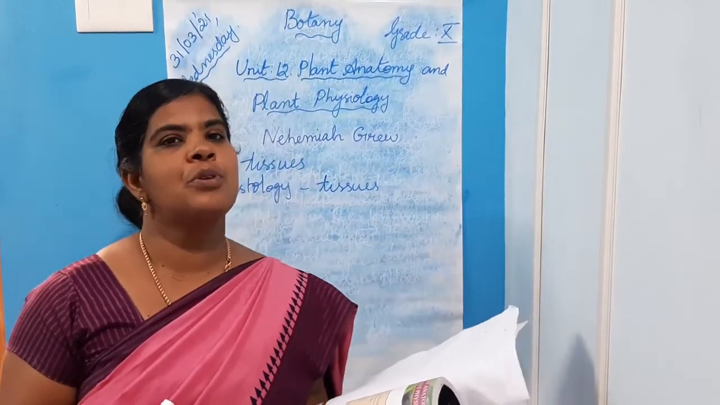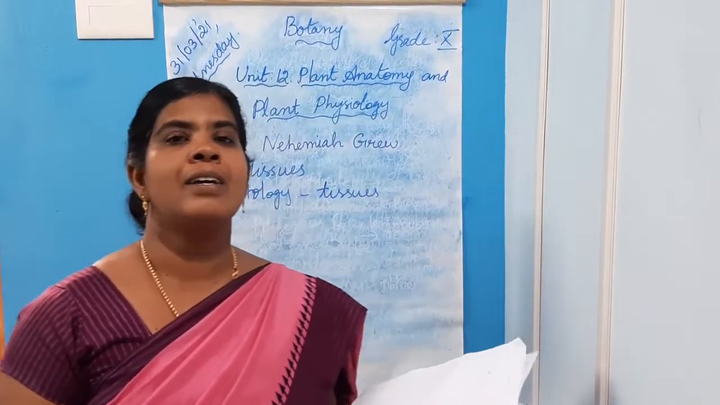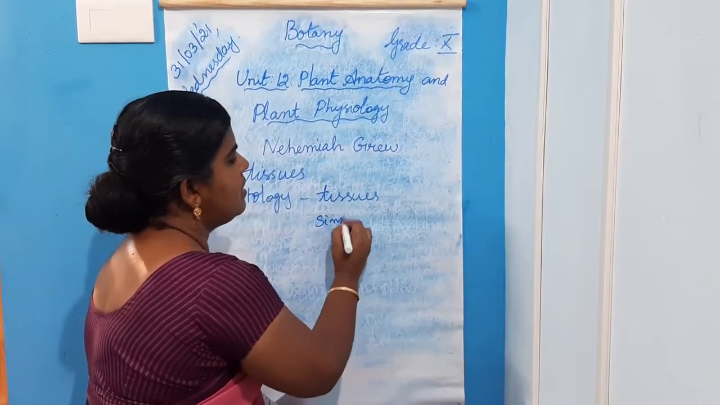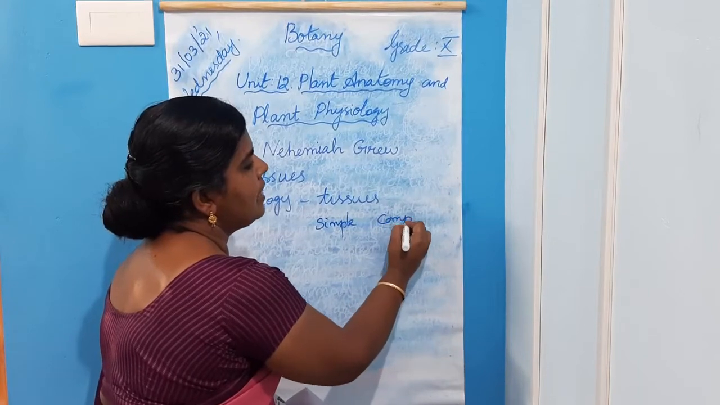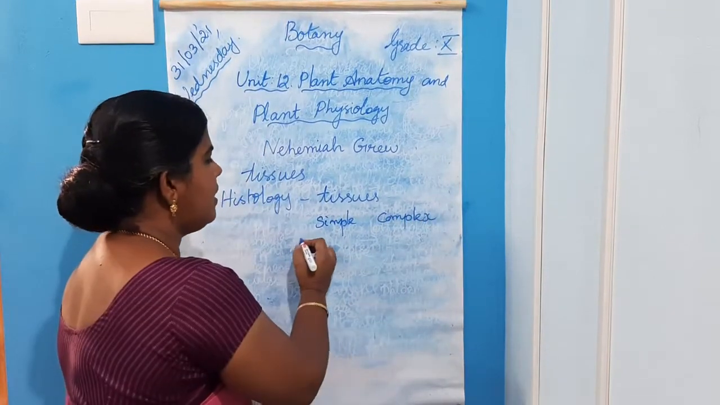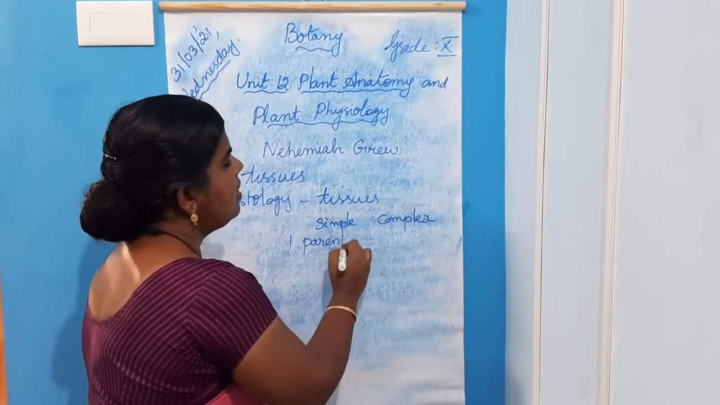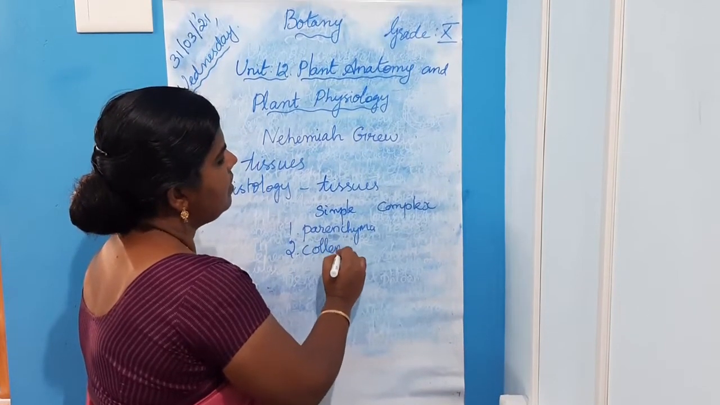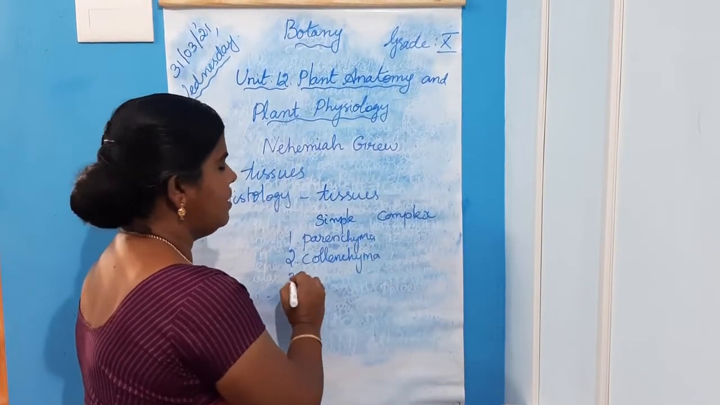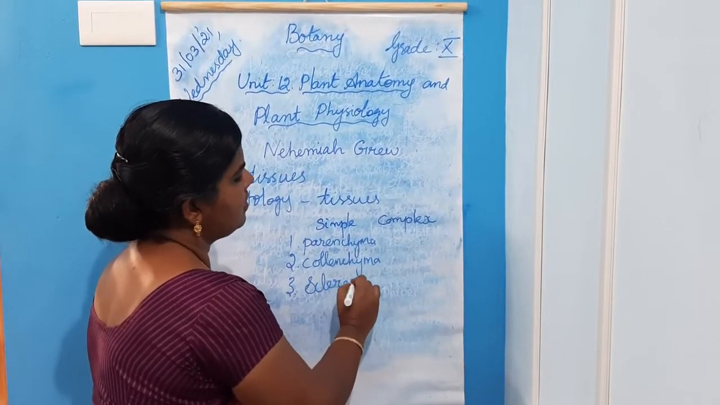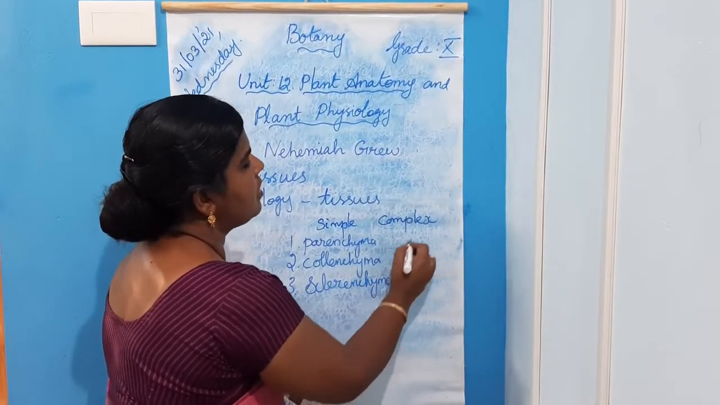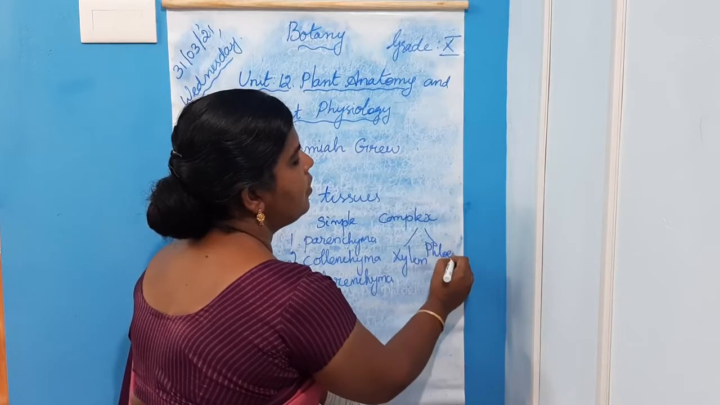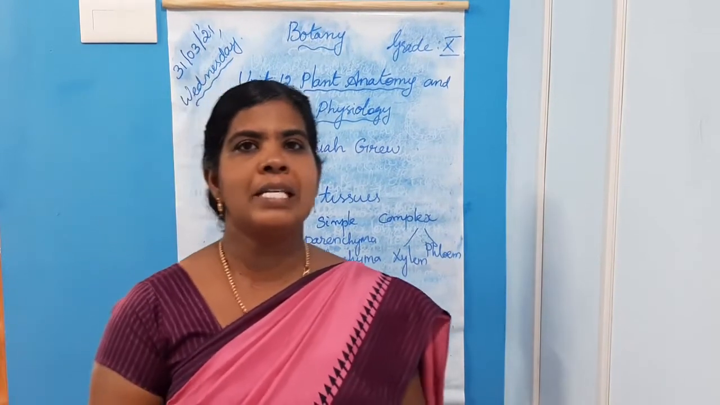Now, permanent tissues, you all studied about the permanent tissues. There are two types of permanent tissues, namely simple and complex permanent. Simple permanent tissues are parenchyma, collenchyma and sclerenchyma. What are the simple permanent tissues? Parenchyma, collenchyma and sclerenchyma. Then complex permanent tissues are of two types, xylem and phloem. Xylem and phloem are the two types of complex tissues.